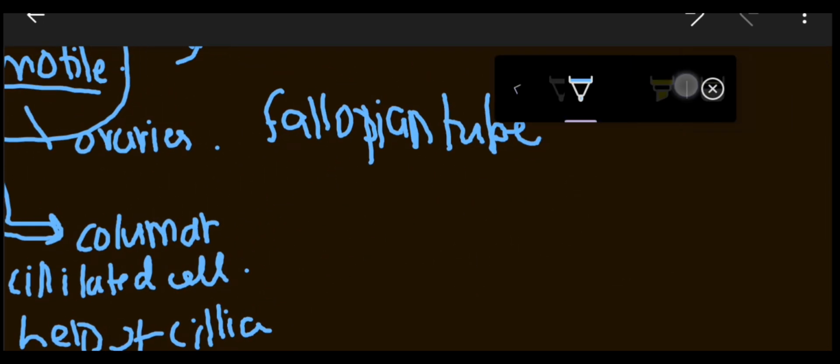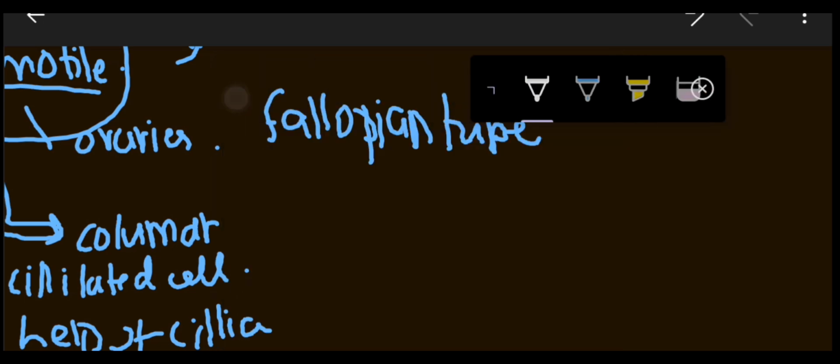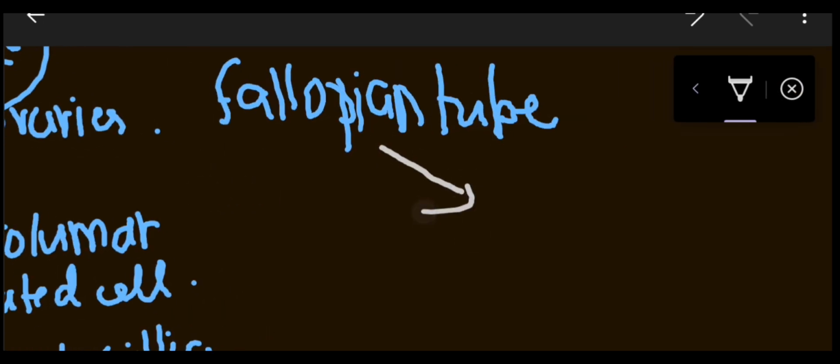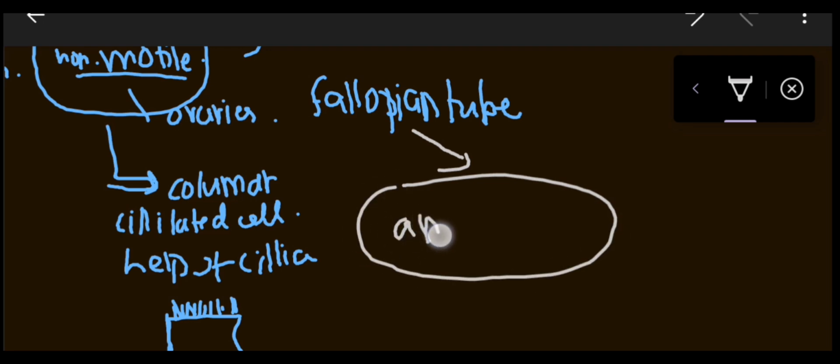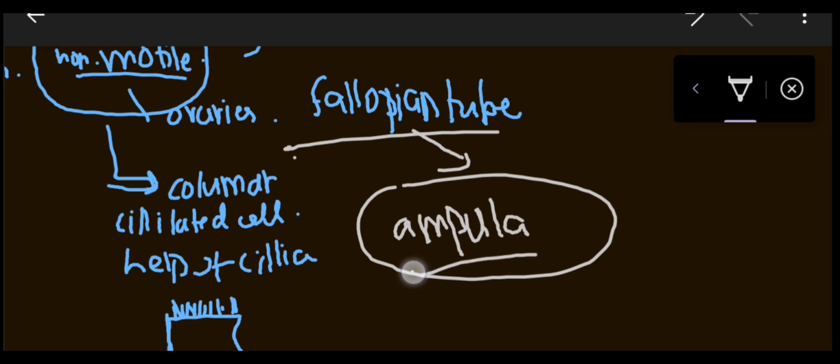So in the fallopian tube, again, one part. The fallopian tube has three parts, but the widest part is known as the ampulla. And here, specifically, if the question is asked where the egg and sperm are fertilized to form the zygote, that is the ampulla, right?